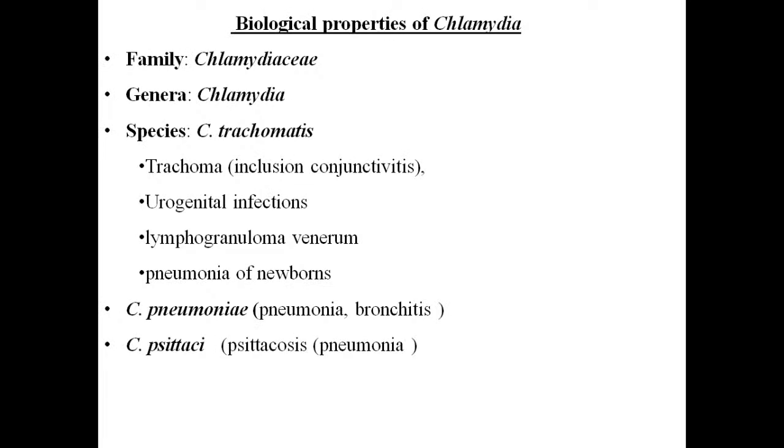Another pathogen here is chlamydia. Family Chlamydiaceae, genus Chlamydia, and there are some species. The first one is Chlamydia trachomatis, and this species causes some infections. The first one is trachoma, also called inclusion conjunctivitis. Then it causes urogenital infections. The third disease caused by Chlamydia trachomatis is lymphogranuloma venereum, and it also causes pneumonia of newborns. Another species is Chlamydia pneumoniae that causes respiratory infections like pneumonia and bronchitis, and Chlamydia psittaci that causes psittacosis. Psittacosis is considered a pneumonia. It infects lungs.